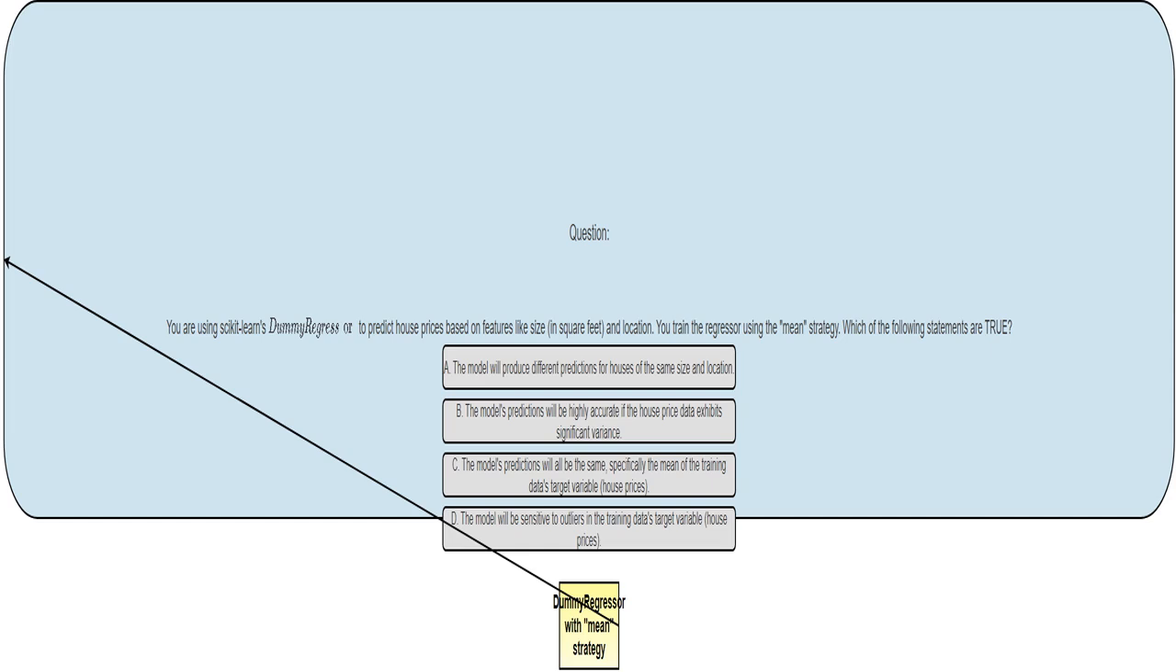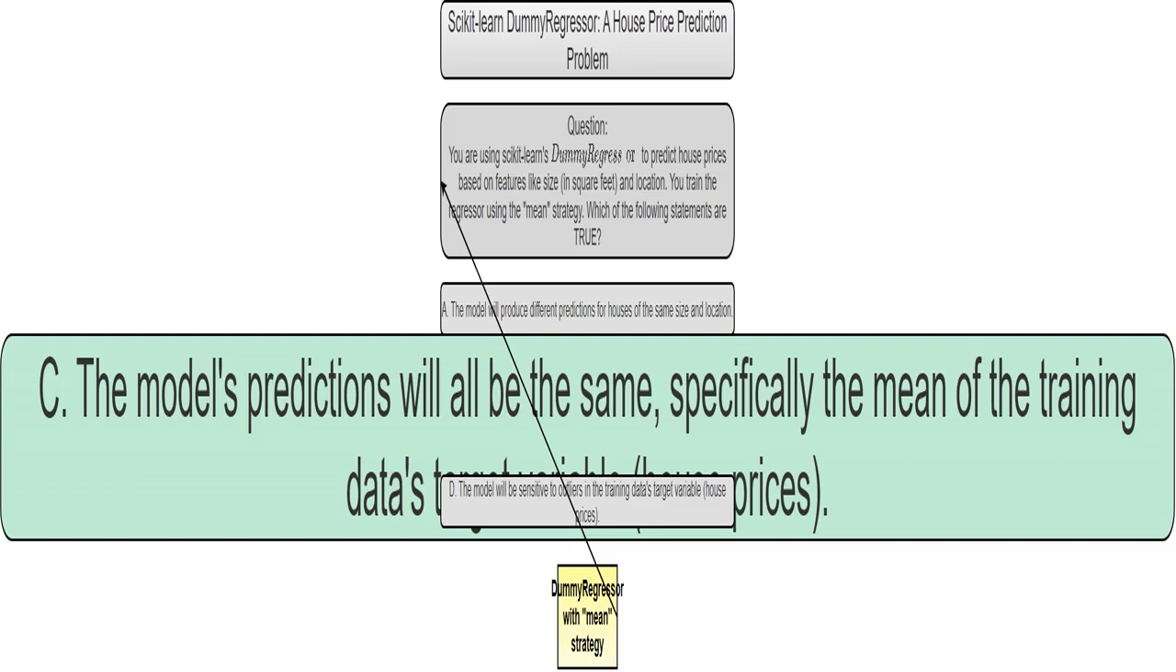It's all about predicting house prices, and the key is understanding the limitations of this super simple model. This statement correctly describes the core behavior of DummyRegressor when using the mean strategy. It's really simple. The model will predict the average house price from the training data for every single house, regardless of its size or location.